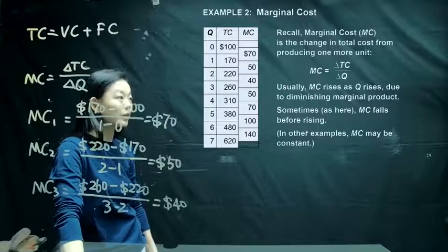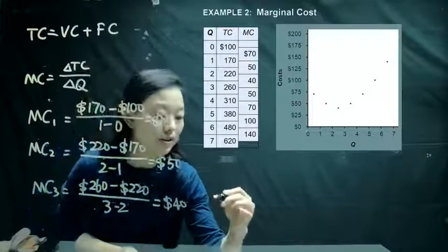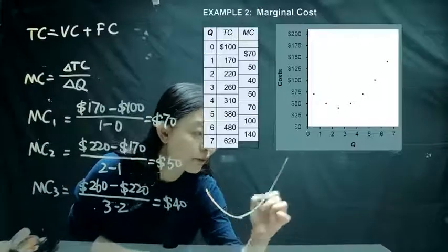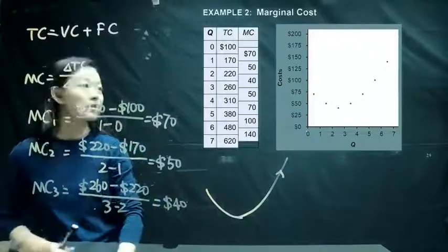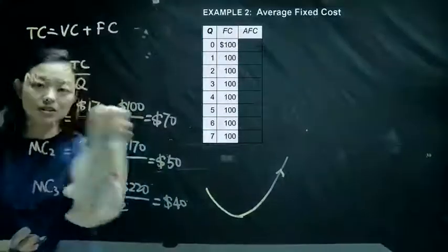So the marginal cost curve in this case is actually U-shaped, right? You can see it decrease to the bottom and then increase. Eventually it will increase, okay? So this is the marginal cost. Now let's see average fixed cost.